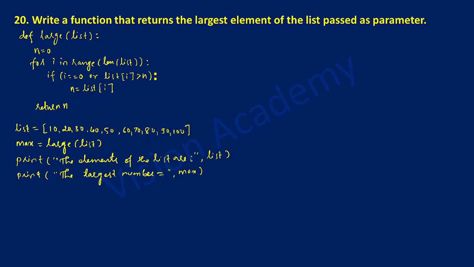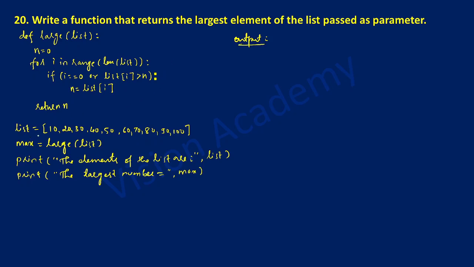Instead of writing max, you can also write here large of list. Directly you can make the function call over here only, instead of taking that one more variable. Now let us check out the logic, and here I'm going to write output.